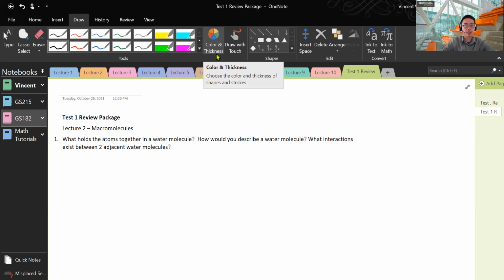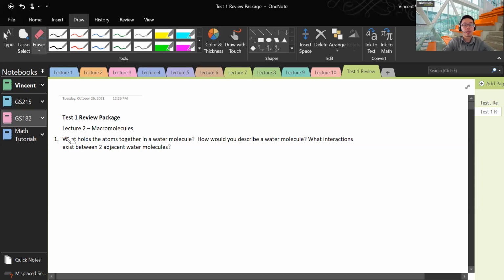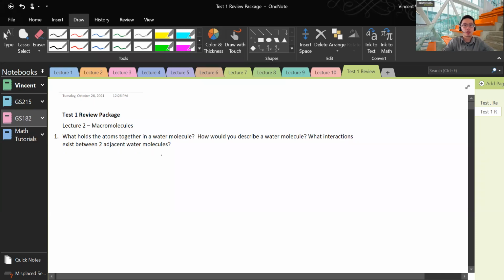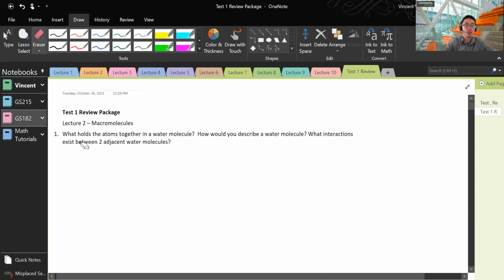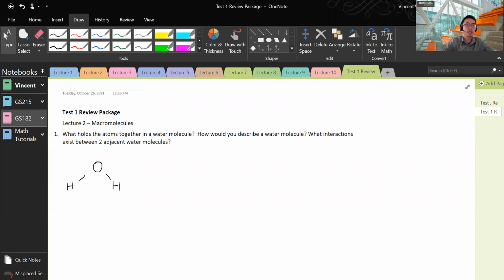So let's get started. So the first question, it's related to lecture 2. What holds the atoms together in a water molecule? How would you describe a water molecule? What interactions exist between two adjacent water molecules? Okay, so I can draw a water molecule. There's an O here, there's an H and H. All right. So what kind of bond exists between the oxygen atom and the hydrogen atom? Can anybody tell me? What is the bond between oxygen and hydrogen? That's the question.